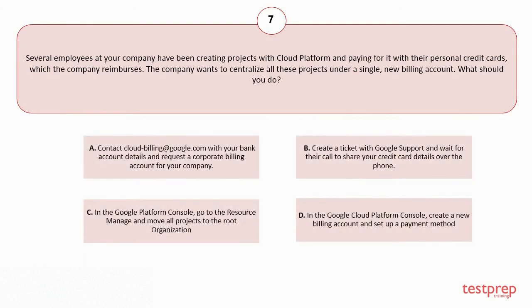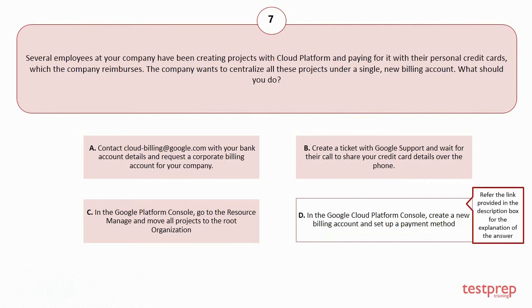Your options are: A. Contact cloudbilling@google.com with your bank account details, and request a corporate billing account for your company. B. Create a ticket with Google Support, and wait for their call to share your credit card details over the phone. C. In the Google Platform Console, go to the Resource Manager and move all projects to the root organization. D. In the Google Cloud Platform Console, create a new billing account and set up a payment method.